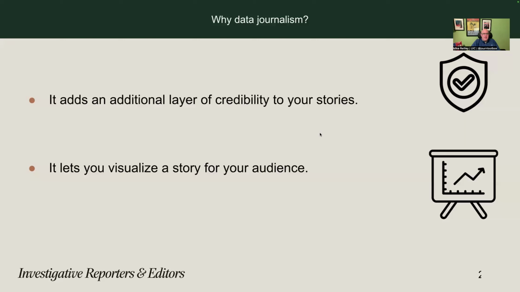Why data journals? Well, it adds another layer of credibility to your stories. Instead of just writing a story about a bunch of people saying, hey, there's a problem with too much crime in the West Loop, we can actually create a map and a bar chart, or line chart, showing the increase of crime in the West Loop over the past year or so. Or we can map it and show which parts of the West Loop have the most crime, or maybe other neighborhoods nearby have more. It lets you visualize the story for your audience, and the data adds credibility to your story.